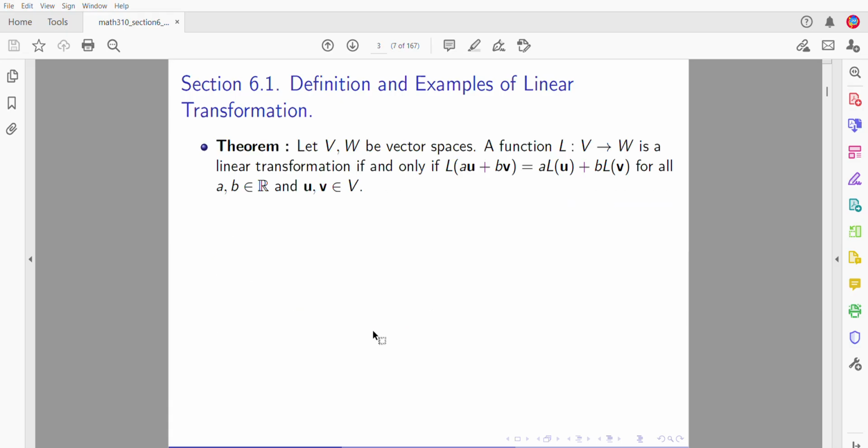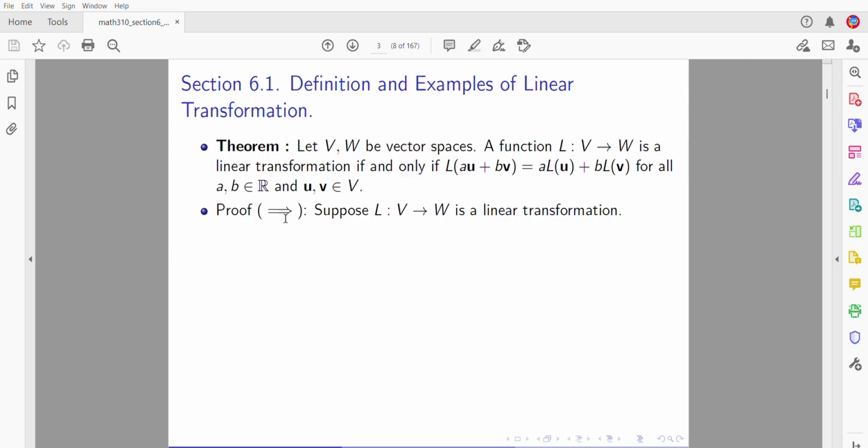Theorem. Let V and W be vector spaces. A function L from V to W is a linear transformation if and only if this one condition is checked: L of au plus bv is a L of u plus b L of v for all real numbers a, b and all vectors u, v. Okay? This is an if and only if statement, so we prove both directions.